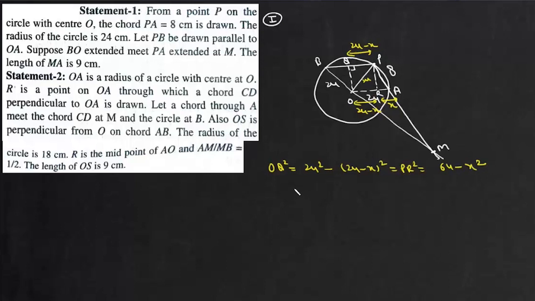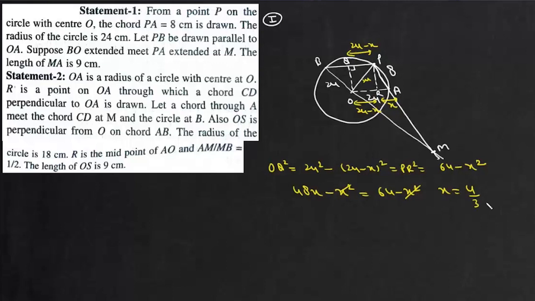Now it will be 48X minus X square, and there will be 64 minus X square. So this X square will cancel. So this X will be 4 by 3. So value of X is 4 by 3.